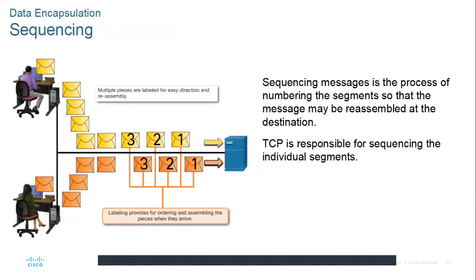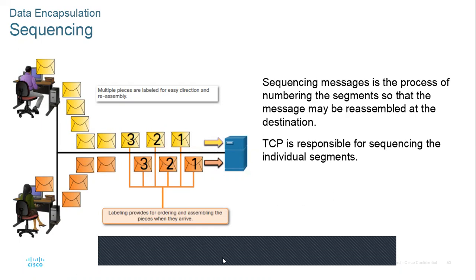Okay, so sequencing, you see it? You have to say who goes first. It's the process of numbering the segments. The segment is what you've broken down. Sequencing is saying who goes first, so that the message may be reassembled at the destination. If you break up everything, of course, everybody's going to become just one set of hand, right?